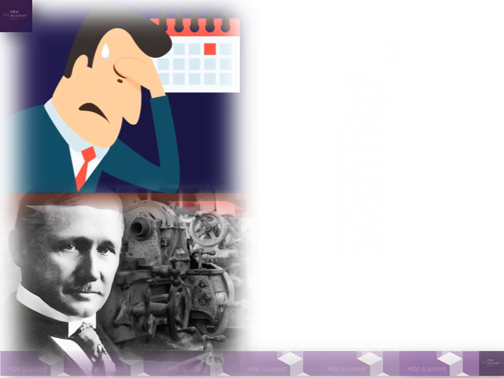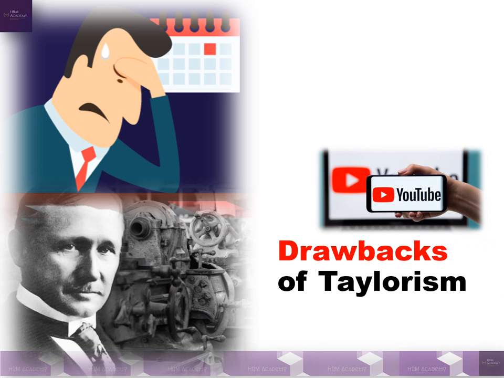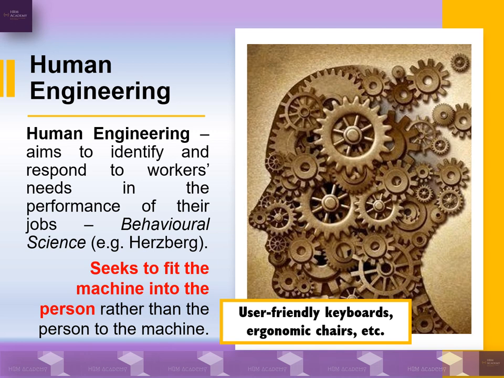Industrial engineering's current lack of relevance to job design is a very important topic within the human resource management discipline. It will be covered by the HRM Advanced series in a video which is entitled Drawbacks of Taylorism. So if you wish to learn more about the main disadvantages of industrial engineering and of course a little bit more about scientific management or Taylorism, please make sure that you check our channel again or simply hit the subscribe button. Finally, let us look at the second approach to job design, which is human engineering.